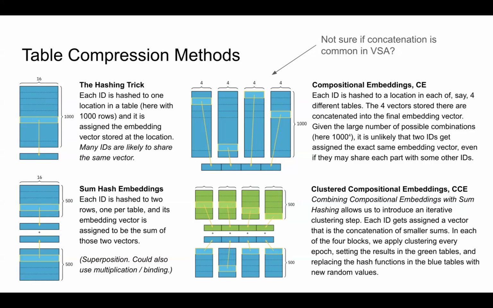But it's a very simple idea, really. It's basically the same as sum hash embeddings. They just do different columns instead. They concatenate the vectors instead of summing them. There are really a lot of papers in this area that have very simple ideas, and test them against each other. I don't know if concatenation is so common in VSA as an operation, but I'd be happy to learn more if it is. In practice, it just seems to work pretty well.